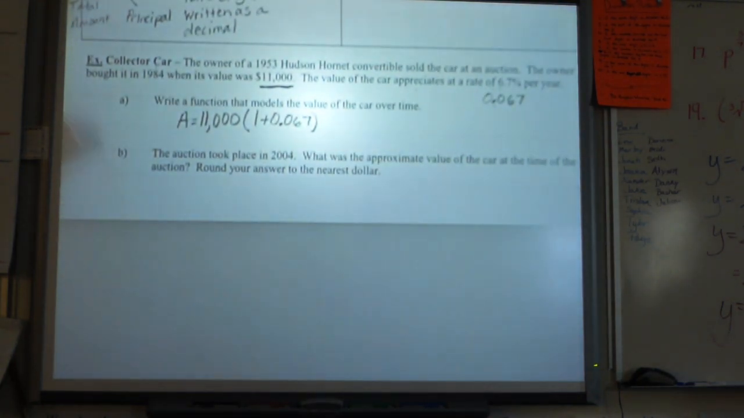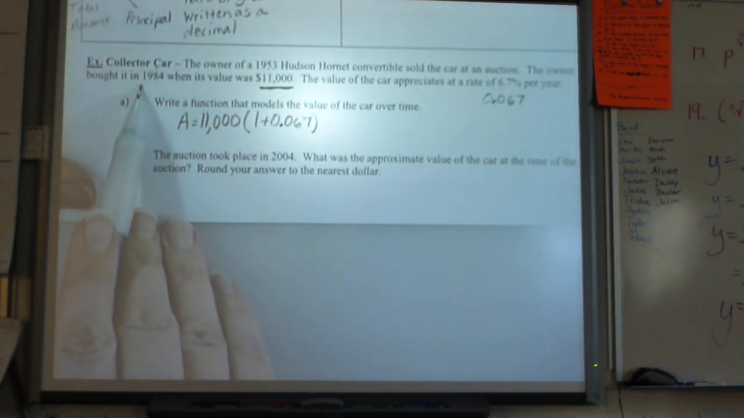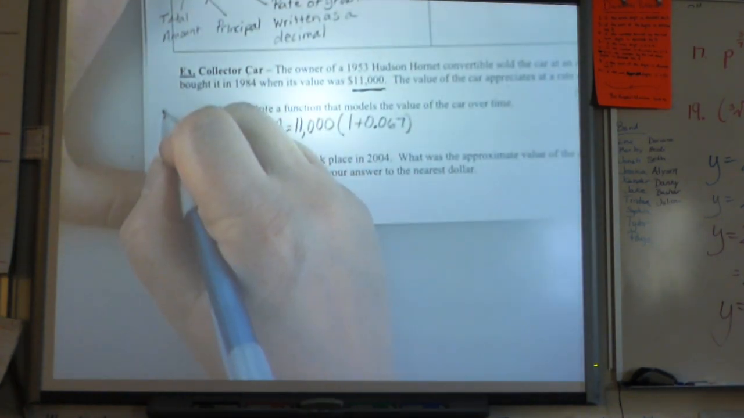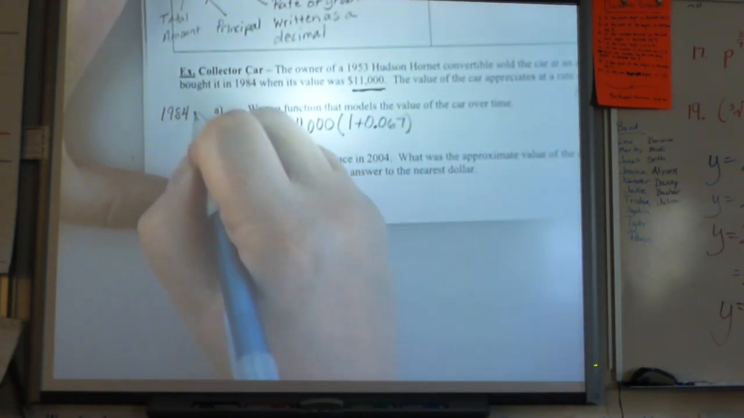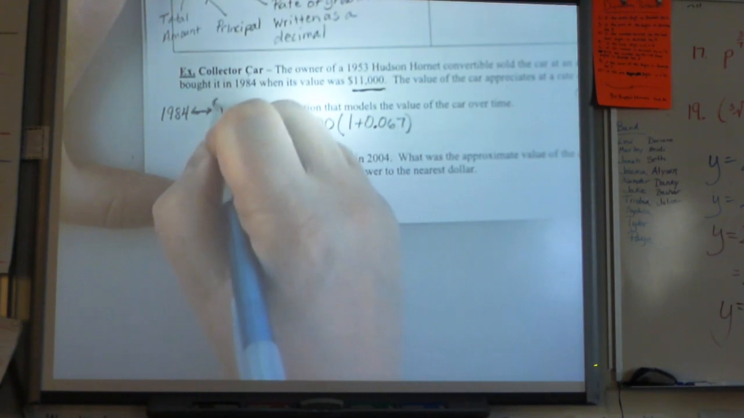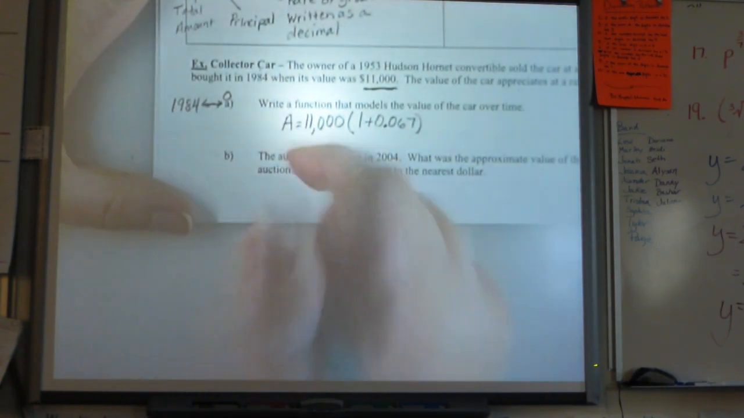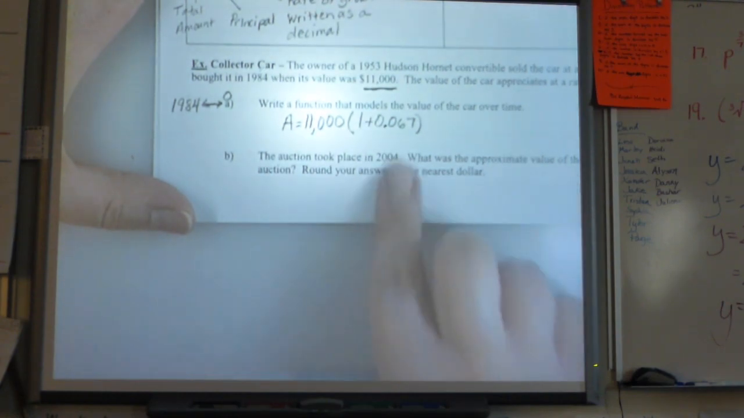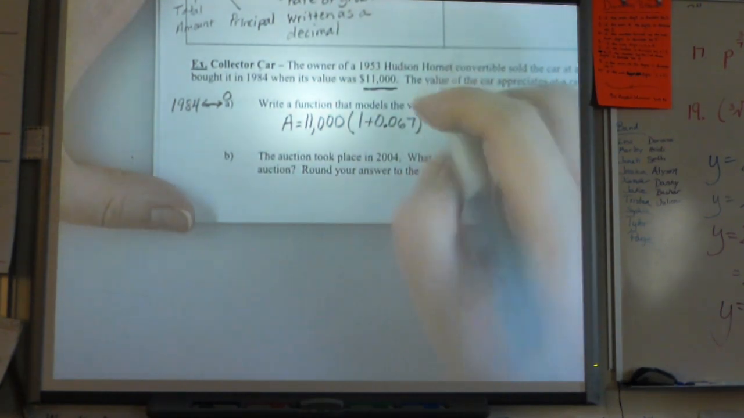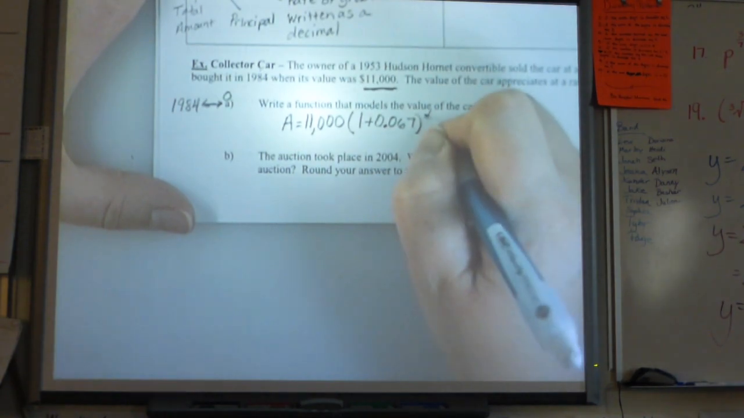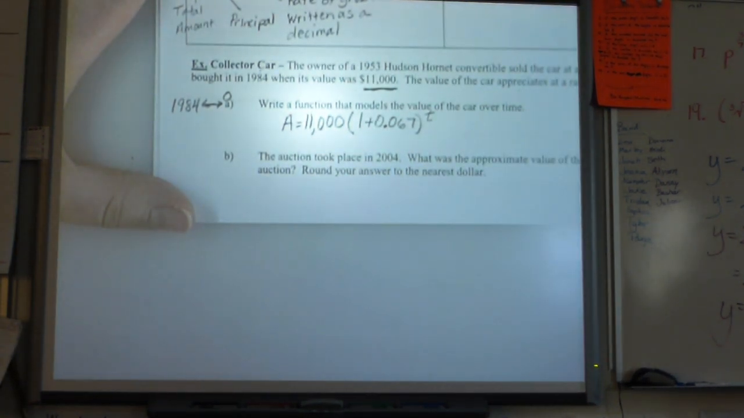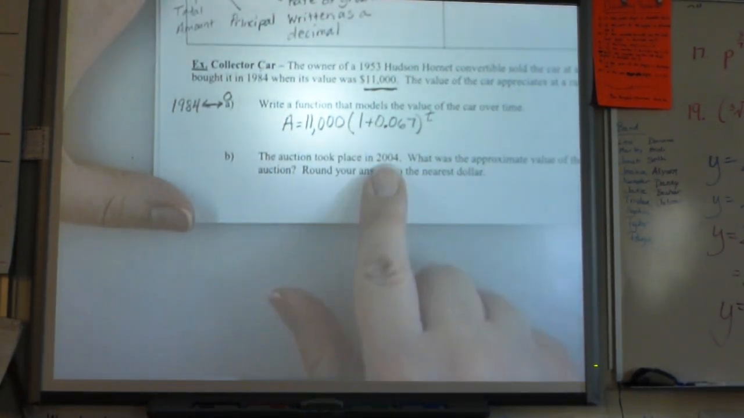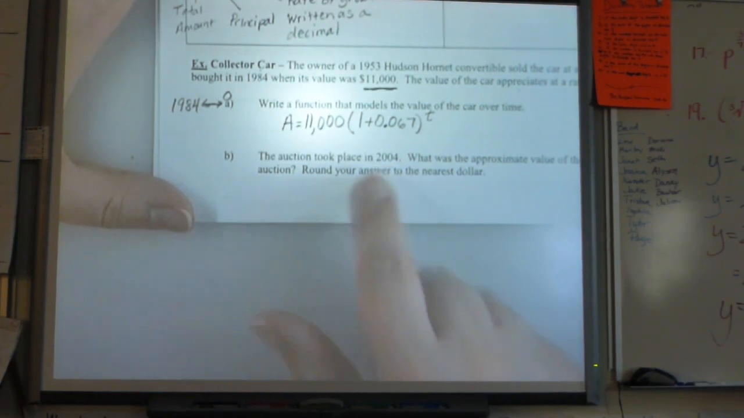Now we have to look at the power. The owner bought the car in 1984. So that's where we start our problem. 1984 is going to correspond with year 0. Okay? I'm kind of jumping ahead here. This is just going to be to the power of t. And then let's calculate what that t is. This auction takes place in 2004.